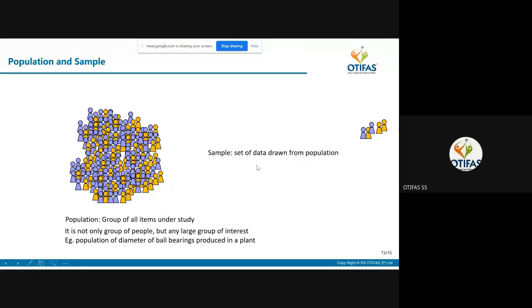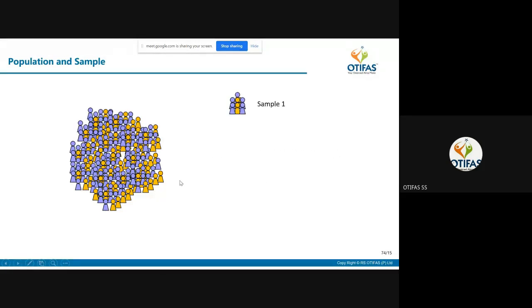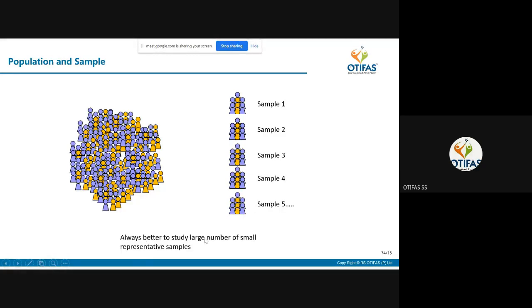Sample is a set of data drawn from the population. When you take samples, it's sample 1, sample 2, sample 3, etc. And it is always better to study a large number of small representative samples. What does it mean?